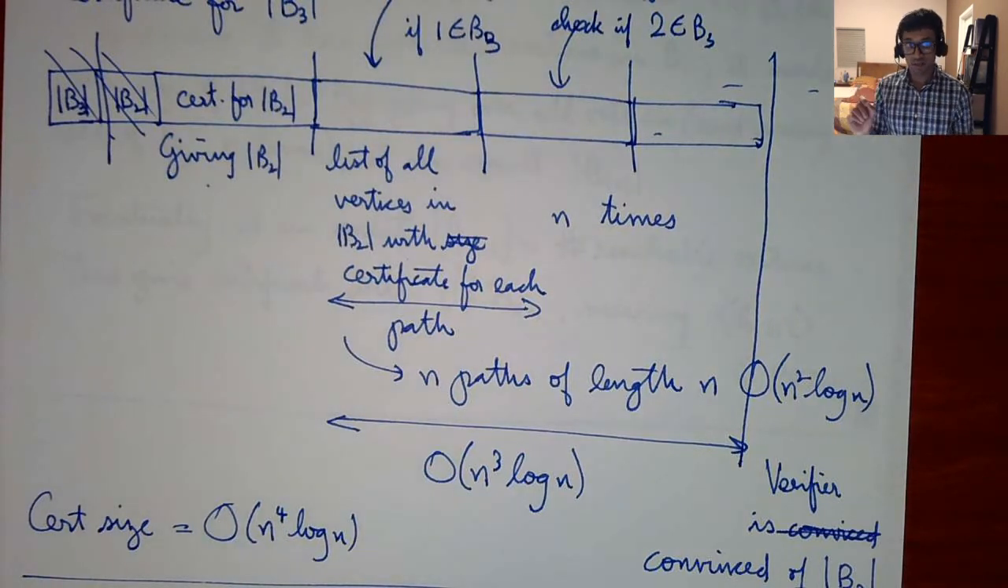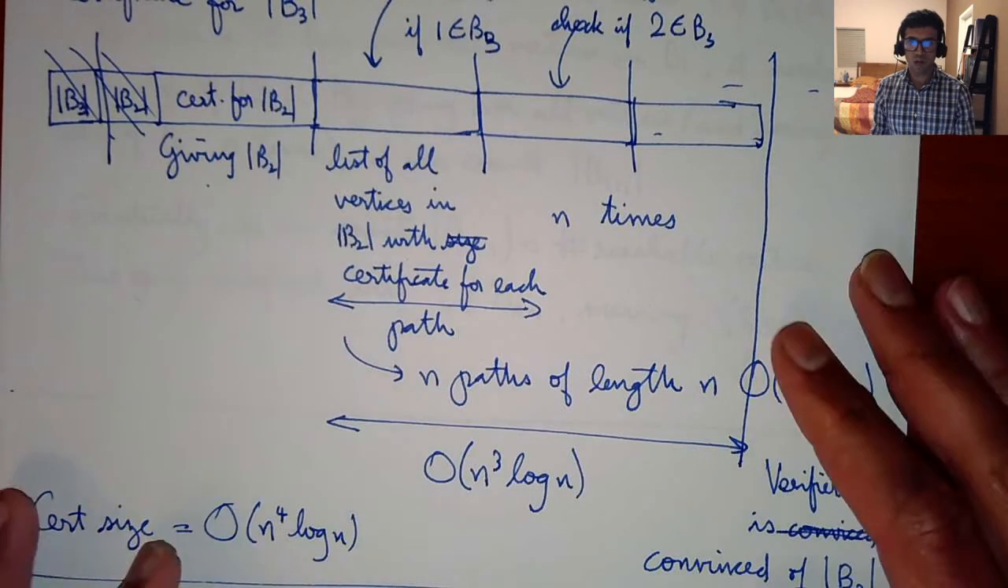This is essential, that it's not n to the power I, but rather n times I. Because if it was more, then it would be an exponential size. It has to be a polynomial size certificate.